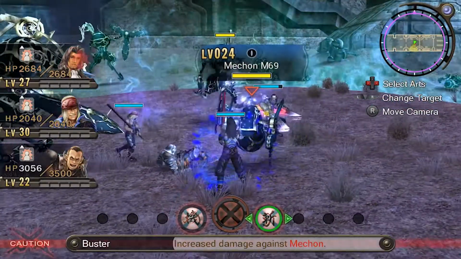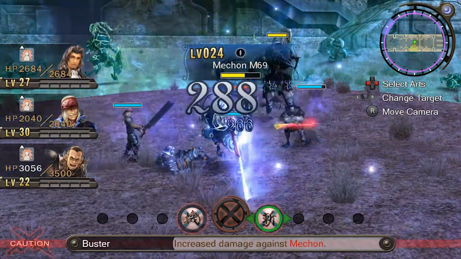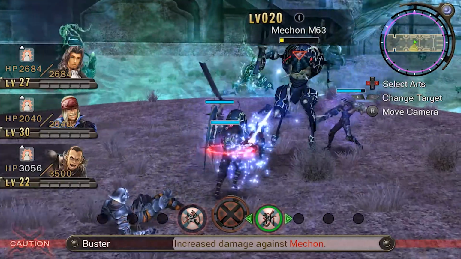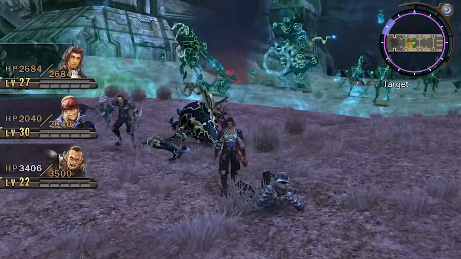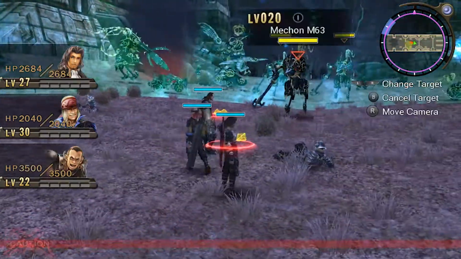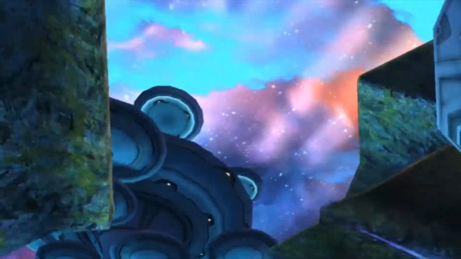Xenoblade's focus on gameplay comes in the form of a real-time fighting system where the player selects special attacks called arts to perform, while repositioning themselves around the battlefield to get an advantage over the enemy. Other than combat, the game has a strong focus on exploration, and gives wide open areas to explore.